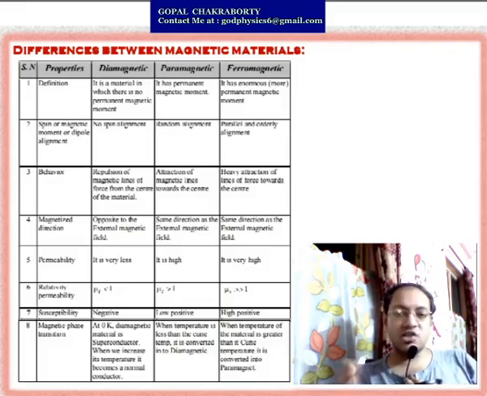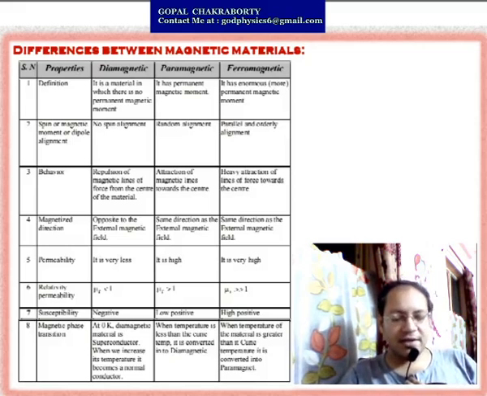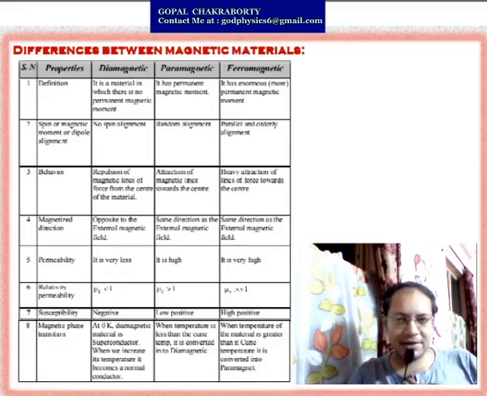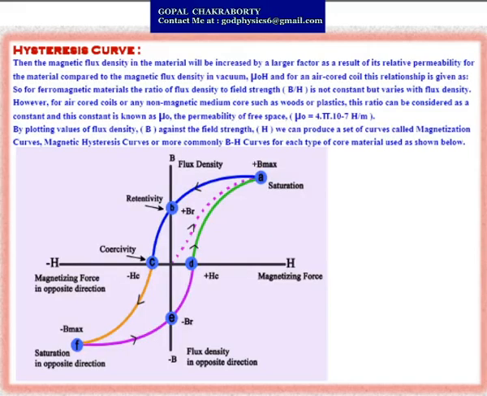So a chart is given here to know what the differences are between paramagnetic, ferromagnetic and diamagnetic materials. So you just go through this chart. Now, another most important part is the hysteresis curve or BH loop.